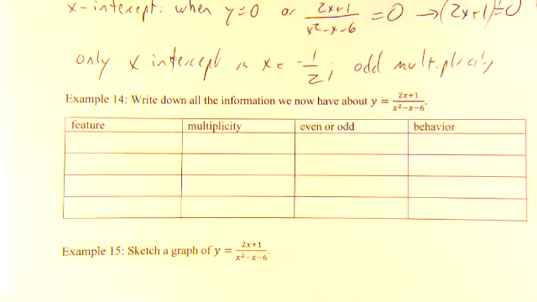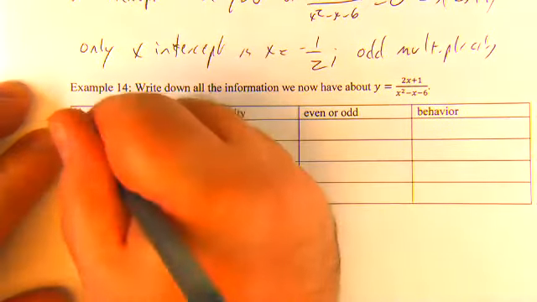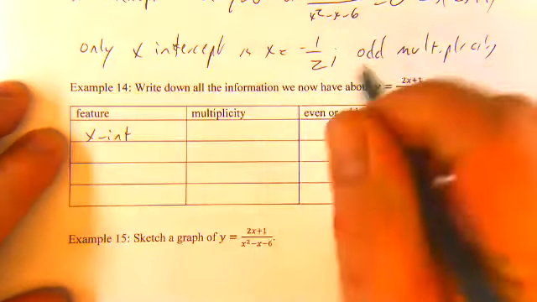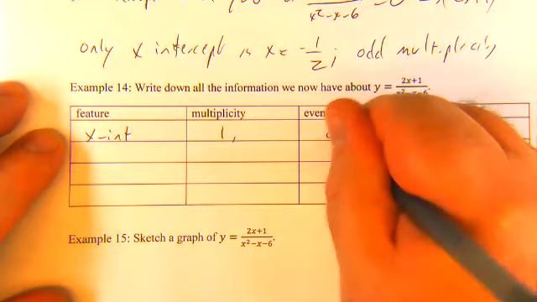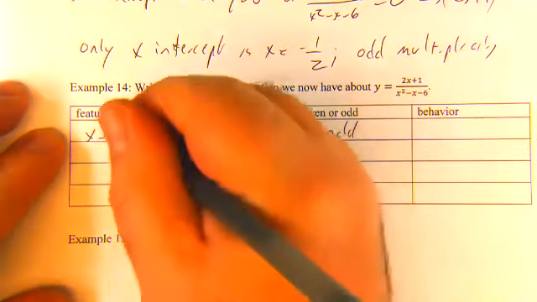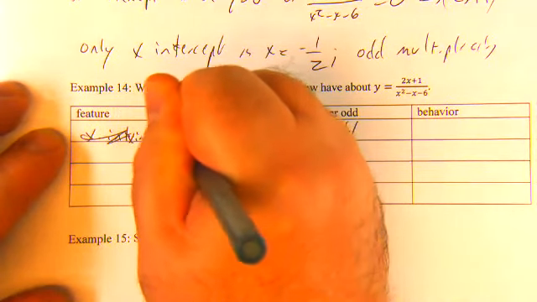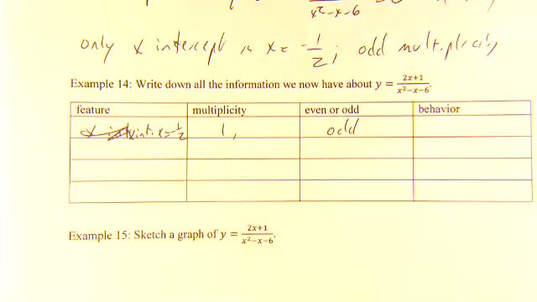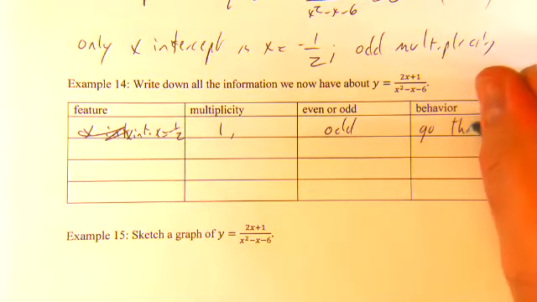So what's all the information we have about y equals 2x plus 1 over x squared minus x minus 6? We know the x-intercept multiplicity is 1. It's odd. The x-intercept is x equals minus 1/2. The behavior, odd, that means we go through the x-axis.